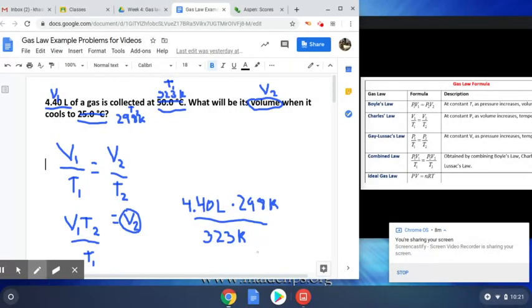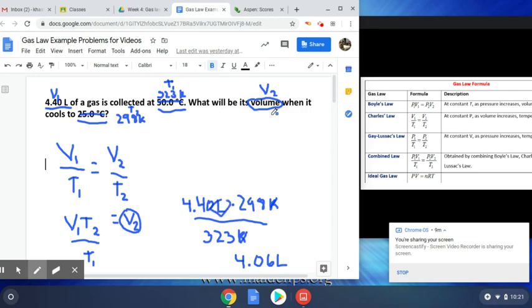So you do 4.40 times 298 divided by 323, and you get 4.06 liters. So the reason it's liters is because the kelvins will cancel the units because there's one on top and one on the bottom, and so you're left with just liters.